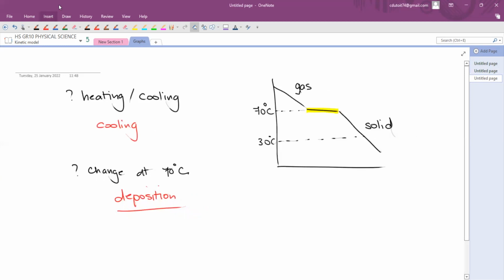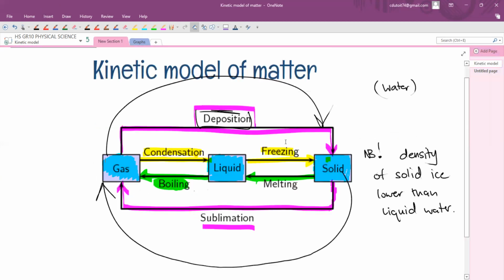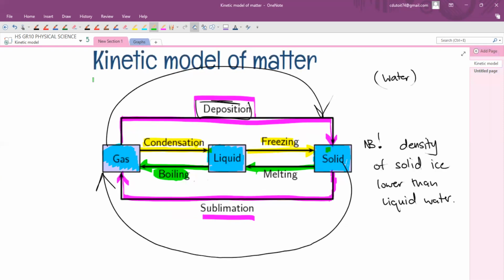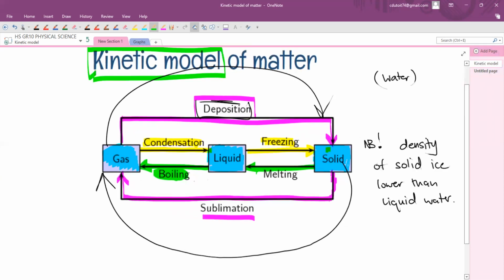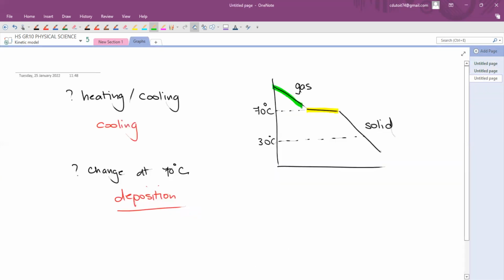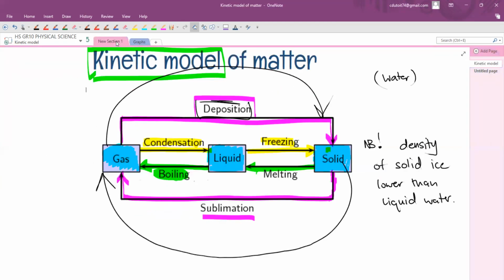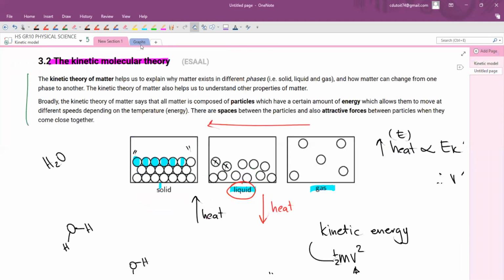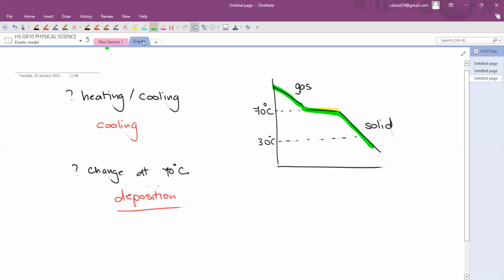Okay, now this basically is what this chapter is all about. The kinetic model is a bit of theory that you have to learn. Why? You need that theory to explain what's happening in the graphs. Then you need these words like melting, freezing, condensation, boiling, etc., to also explain what happens in these graphs. So you're going to get a graph and they're going to ask you short questions like boiling point and point for vaporization, stuff like that.